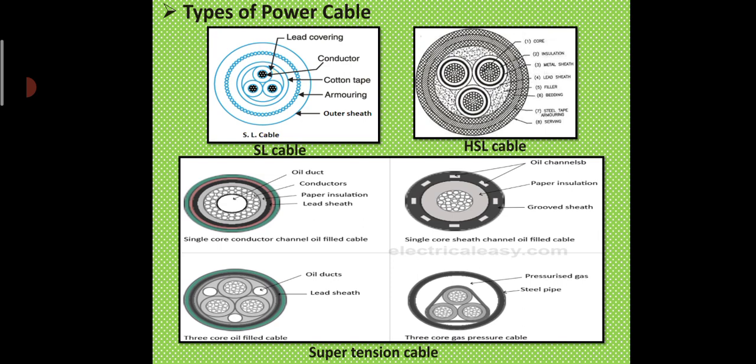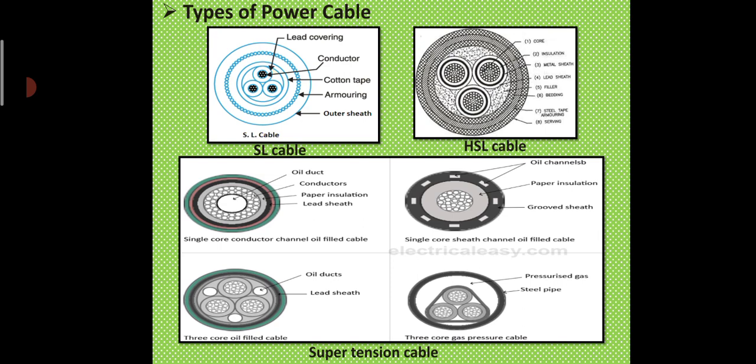Then, the gas filled cable or pressure cable. This type of cable is given a triangular shape. Each core is insulated with paper. Lead sheath is kept around. The cable is then kept in a steel pipe. Nitrogen gas at a pressure of 12 to 15 atmospheres is filled in the pipe. Due to the high pressure gas, there is an increase in the working voltage of the cable also.